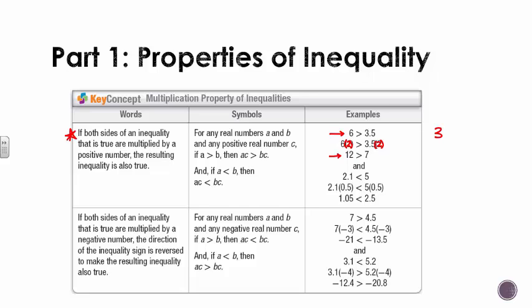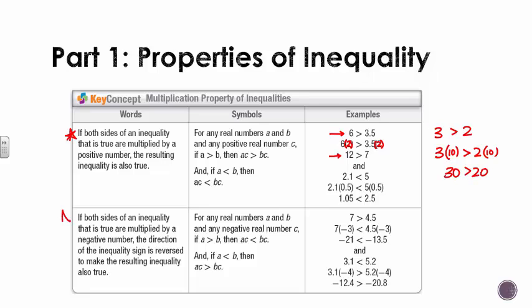So if you have something like 3 is greater than 2, if you multiply them both by any positive number, even 1, you get something that's still true. I could multiply it by absolutely anything here, like 10, and we still get something. 30 is greater than 20.